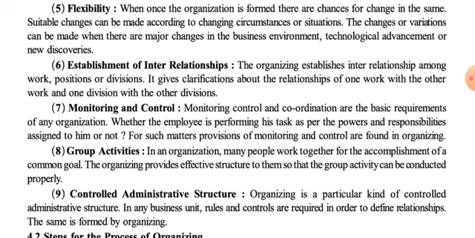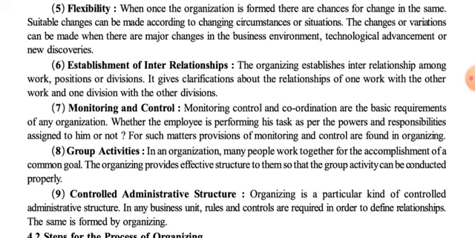Next, changes or variations can be made when there are major changes in the business environment. First of all, there are so many factors that are affecting business, either internal factors or external factors. If it is internal factors, then they can be controlled. It means the organization with its efforts can control the internal factors. But external factors are out of the reach of the organization, and the organization cannot control them, but the organization has to change according to changes that take place in the external factors.